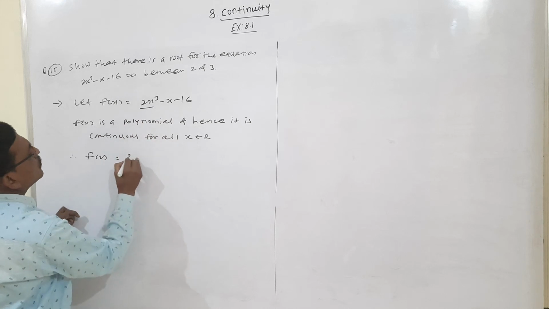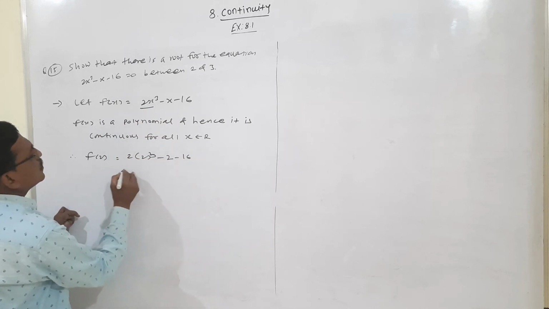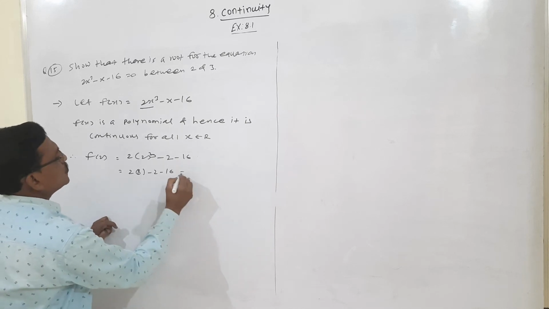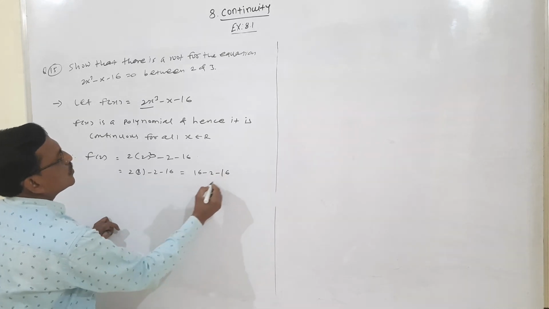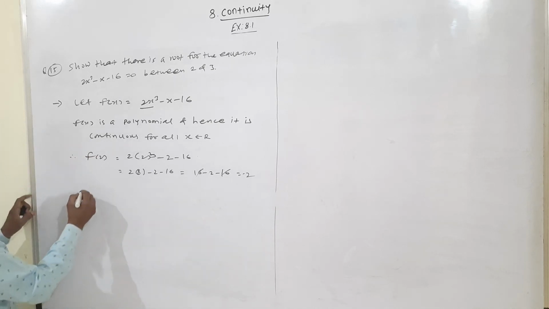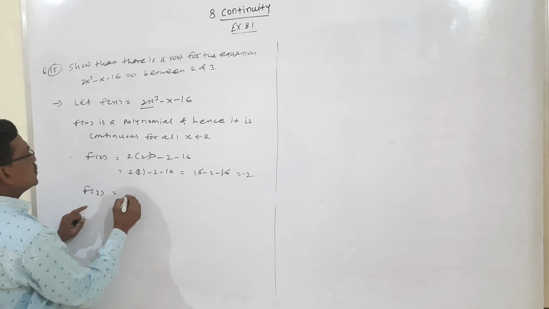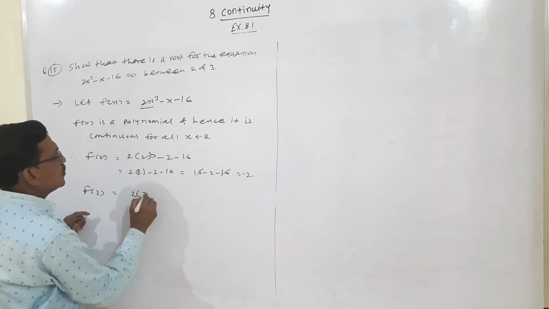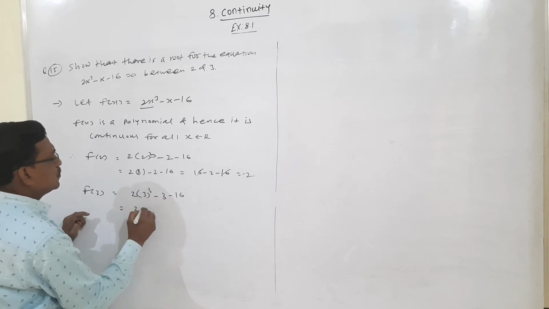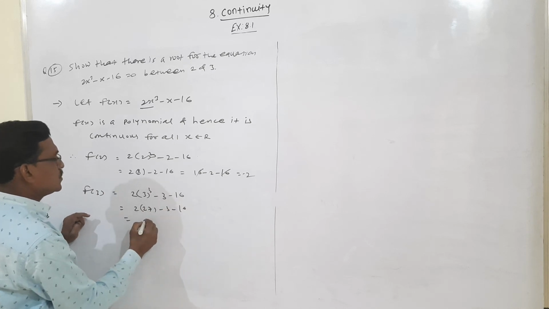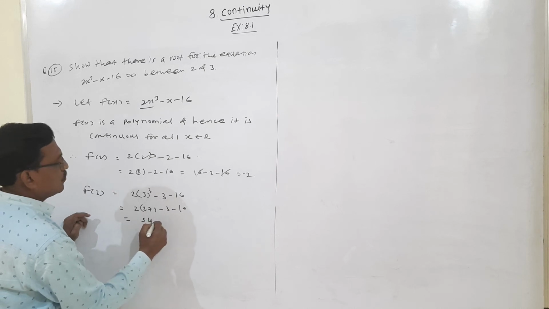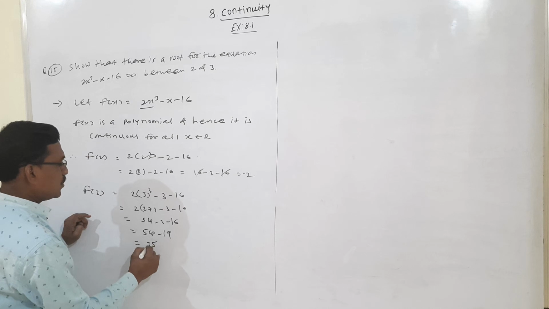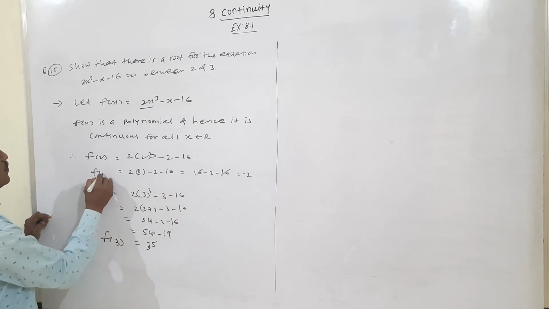f of 2 equals 2 into 2 cube minus 2 minus 16, so it gives 2 into 8 minus 2 minus 16. It gives 16 minus 2 minus 16, which is minus 2. And also we find f of 3. Put the value x equal to 3 in this equation: 2 into 3 cube minus 3 minus 16. So it is 2 into 27, which is 54, minus 3 minus 16. So 54 minus 19, which is 35.